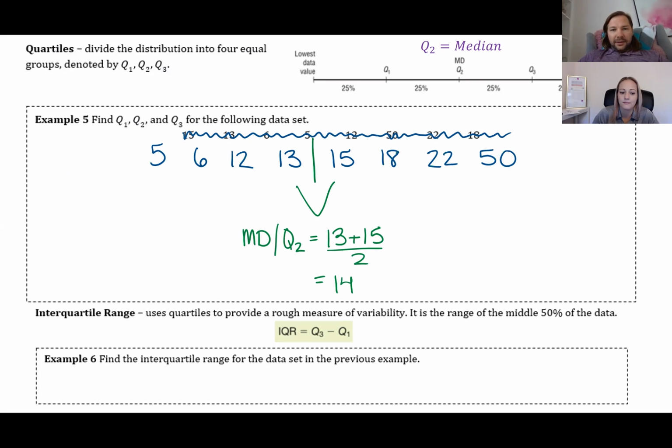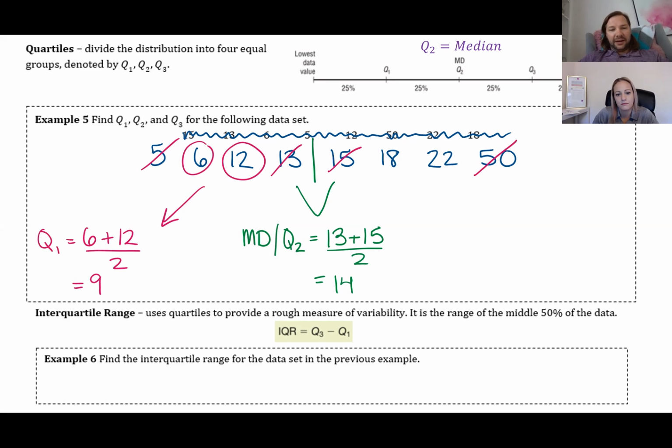And then to calculate Q1 and Q3, we do the same thing, but to calculate Q1, we only use the smallest half of values. And for Q3, we only use the largest half of values here. So to calculate the Q1, we're going to cross out the 5 and 13, and then we're going to take the average of 6 and 12, or the mean of 6 and 12. So that's 6 plus 12 is 18 divided by 2 gives us a 9 for our Q1 value.